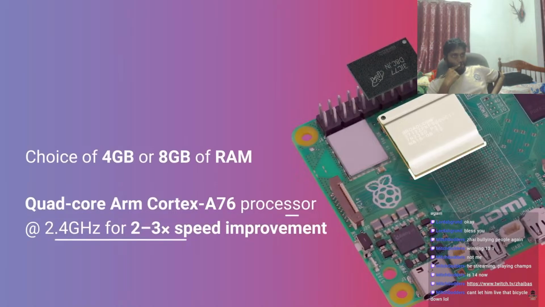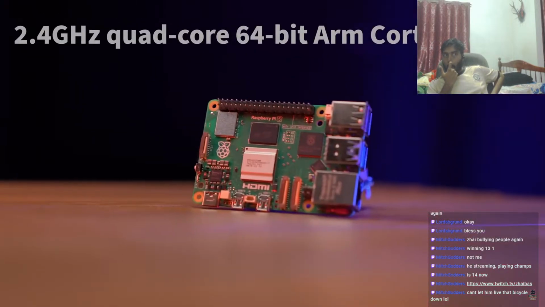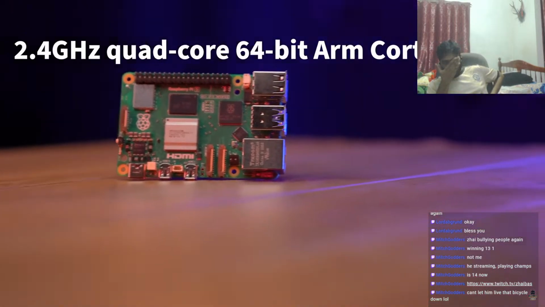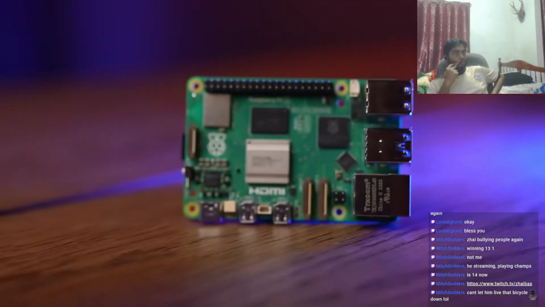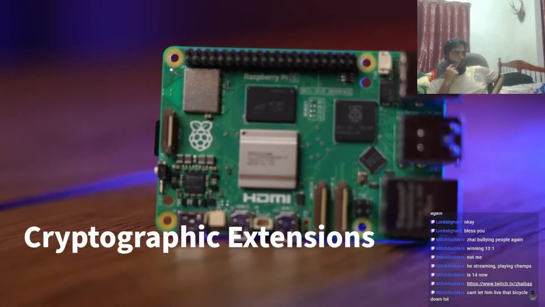Now let's take a deep dive into the specs. What's making this thing tick? Why is it so great? First, the CPU. We've got a whopping 2.4 gigahertz, quad-core 64-bit ARM Cortex-A76 CPU. This thing is intense. They say it's got 2 to 3 times the performance over the Raspberry Pi 4. We're gonna test that here in a bit. It also has cryptographic extensions to help with security, VPN, and encryption.